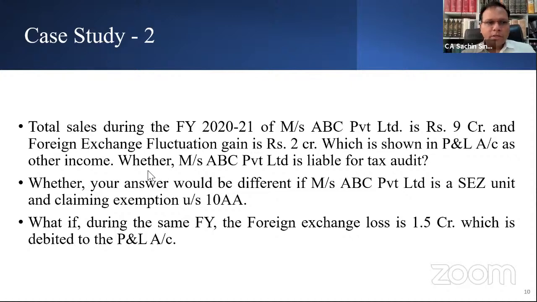Now, coming to the next question, whether your answer would be different if ABC Private Limited is a SEZ unit and claiming exemption under Section 10AA. Any answer on this? If it is a 10AA unit and the exchange fluctuation is there and the income is 2 crore rupees, then whether it would form part of total income, or when we calculate turnover, we'll include it or not.